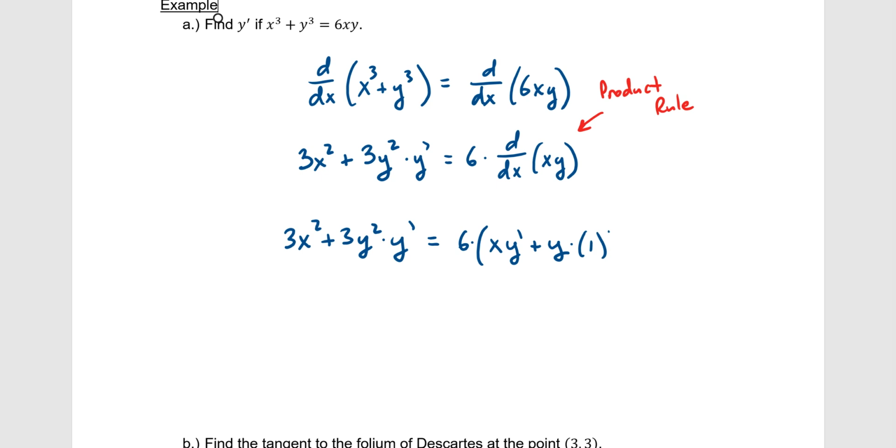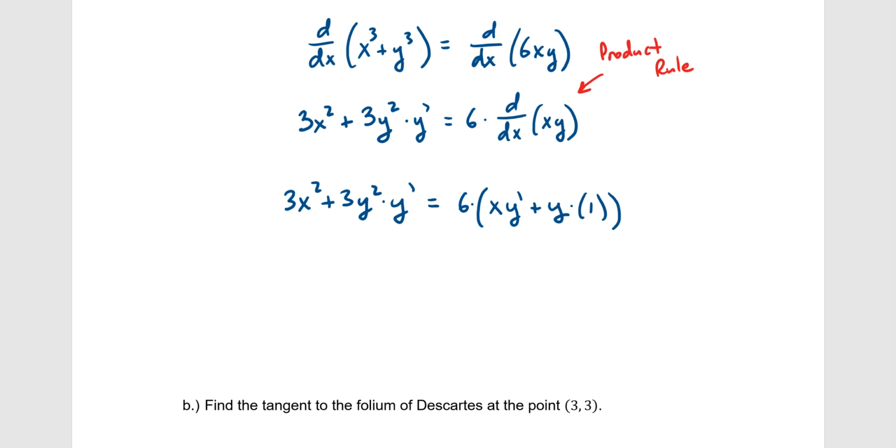The derivative of x is 1. So we're taking the derivative with respect to x. That's why that derivative is 1. And the derivative of y is whatever y prime is. So now we need to solve this for y prime. It seems kind of confusing, but if we're solving this for y prime, technically it's the same way we would solve linear equations. Let's first distribute the 6 on the right.